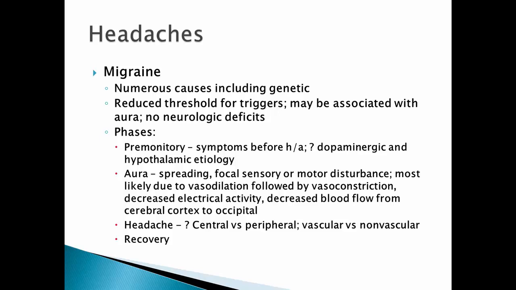With aura, those individuals who have aura, this is a spreading focal, localized sensory or motor disturbance. And most people have the same aura. Aura is most likely due to vasodilation followed by vasoconstriction. It also is associated with decreased electrical activity, decreased blood flow from the cerebral cortex to the occipital area.